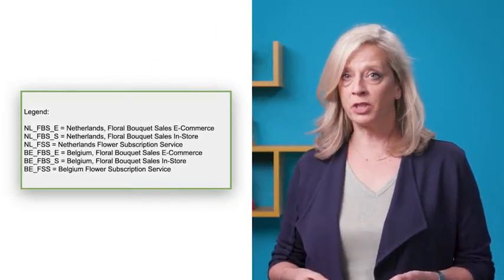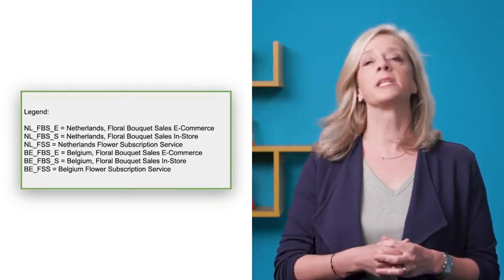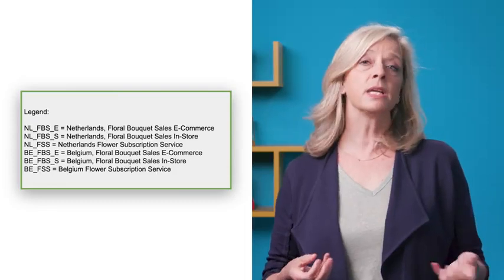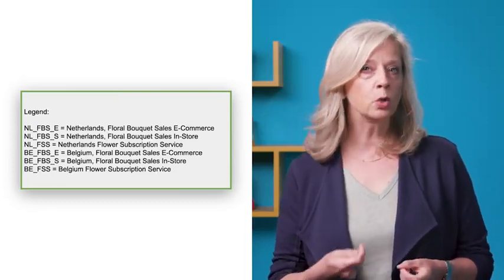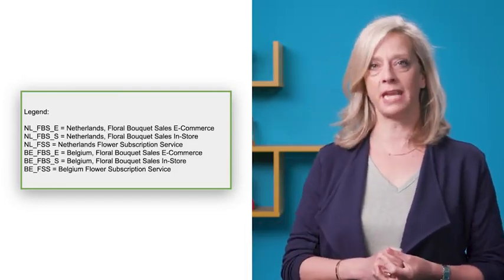Sometimes, in large spreadsheets with similar data, you will often see abbreviated codes as labels. In these cases, it's important to create a code book or legend that explains what each column contains.